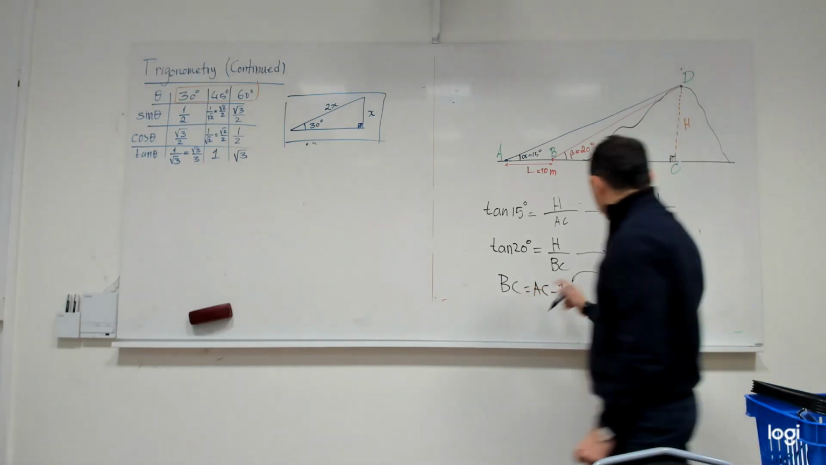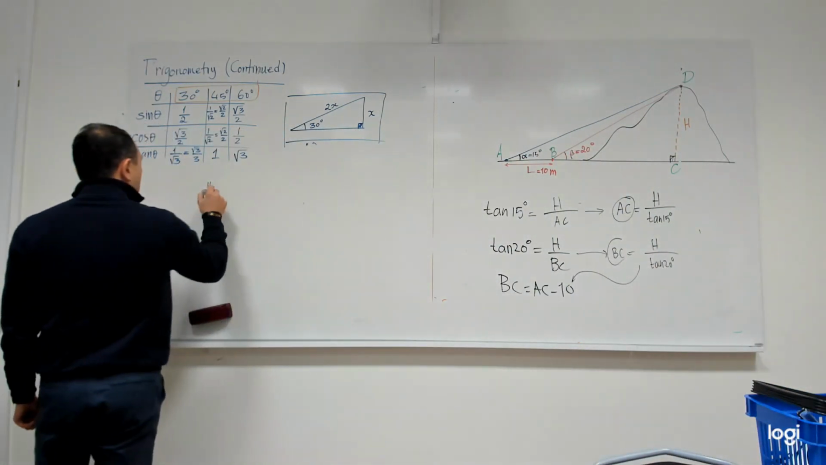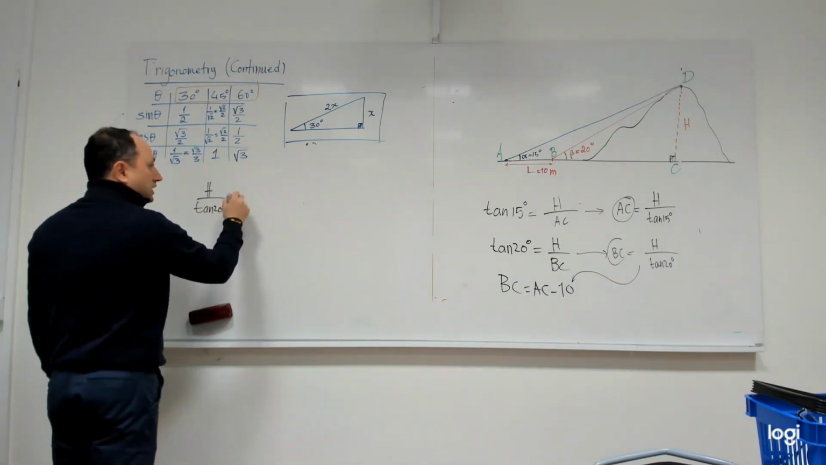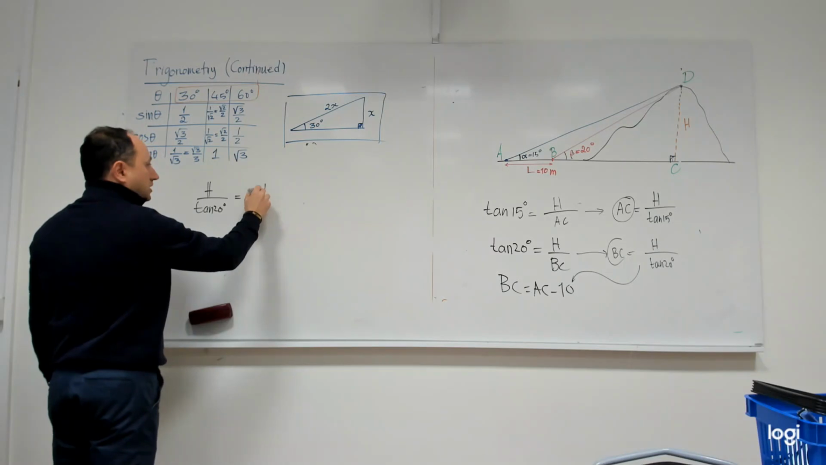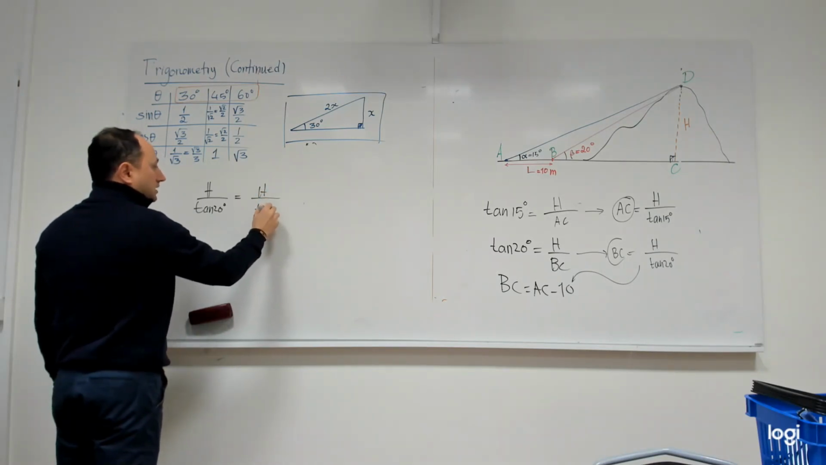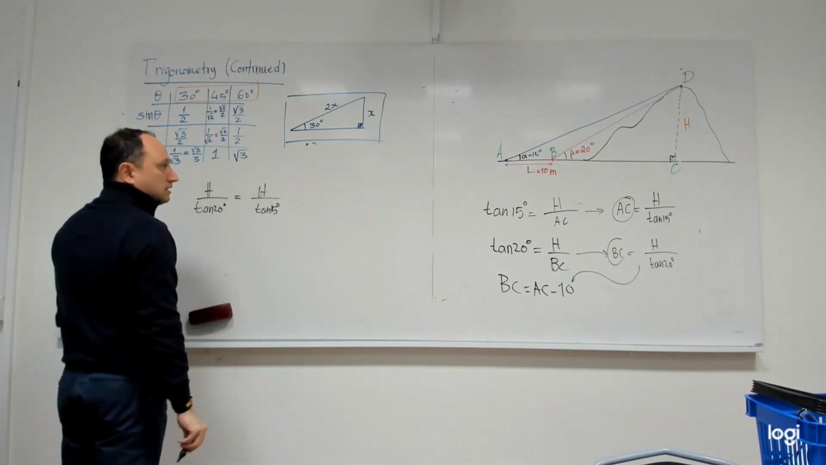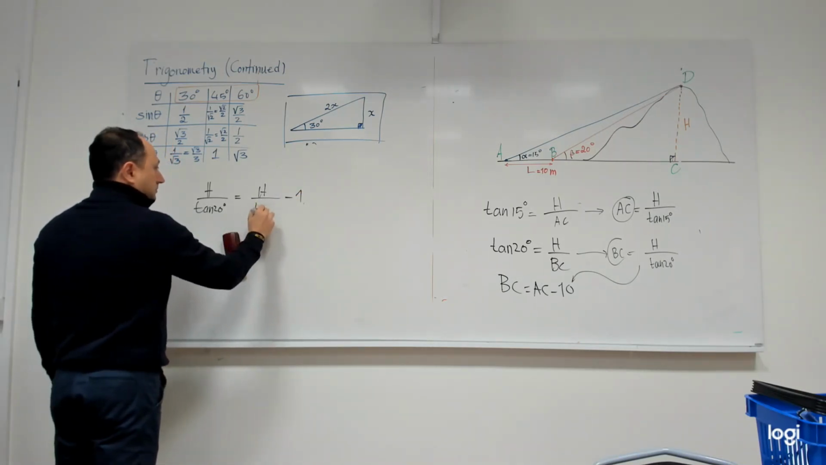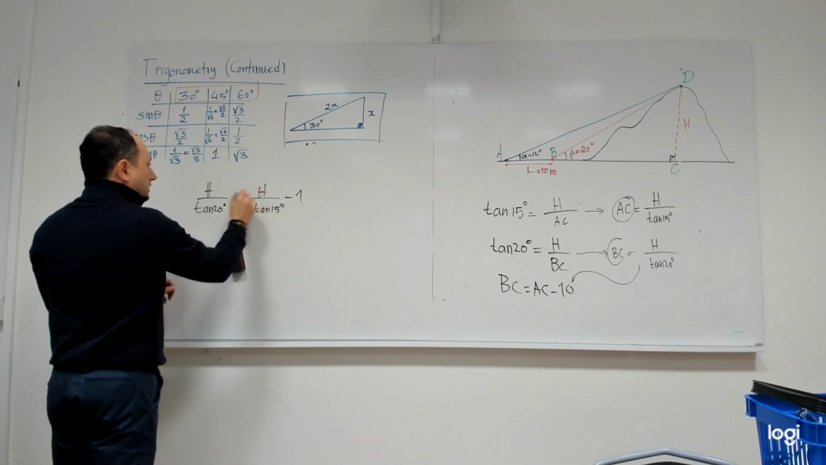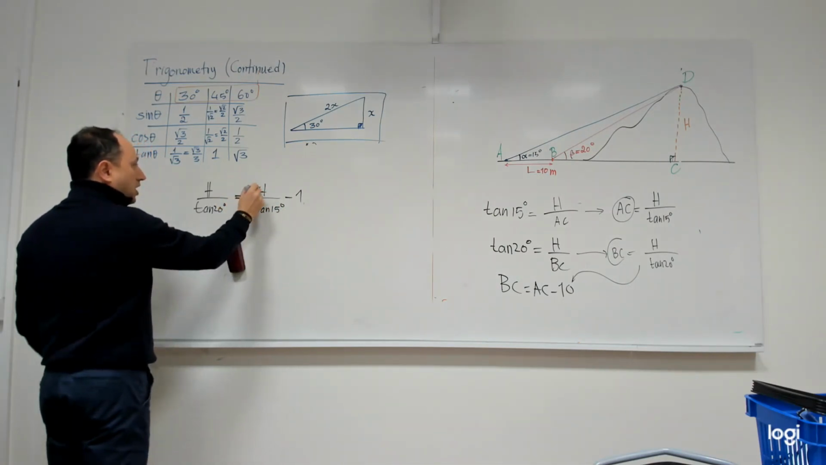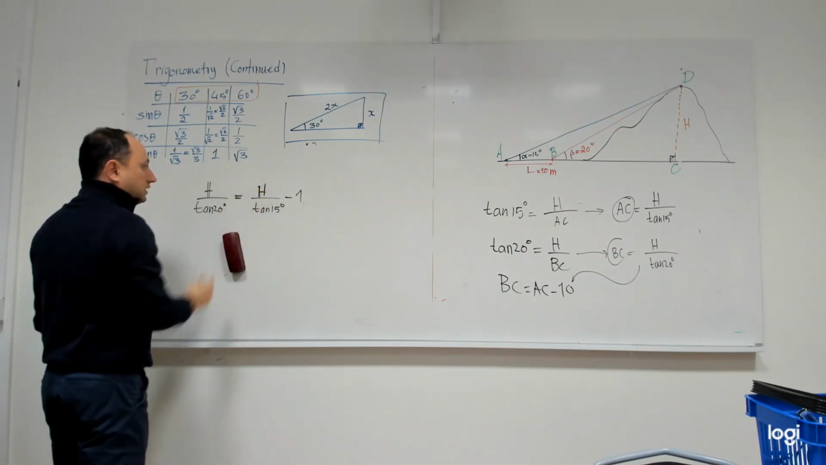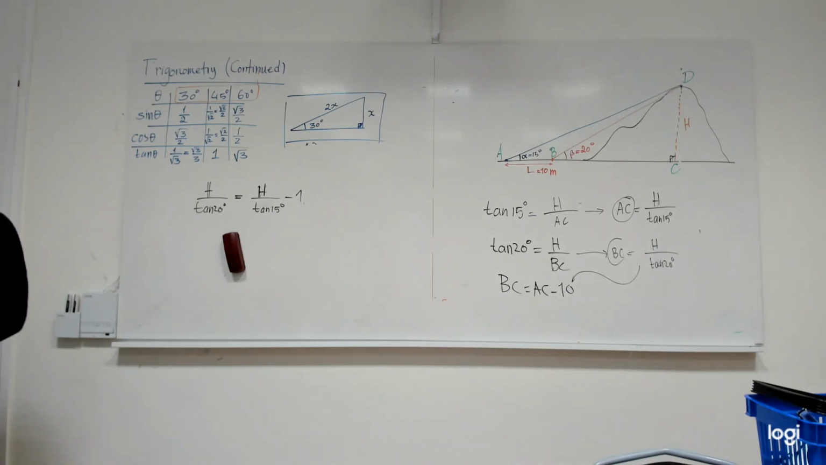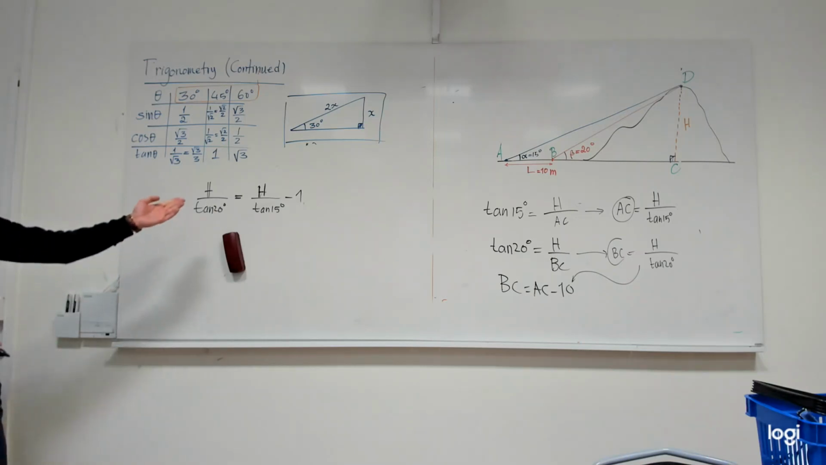So instead of BC, for example, I write h over tangent of 20 equals to, instead of AC, I write h over tangent of 15. Yes? And then minus 10. So this is one equation, but how many unknowns are involved here? One. And that is exactly the one that I need. So in principle, I am done. Yes, I should be able to find that.